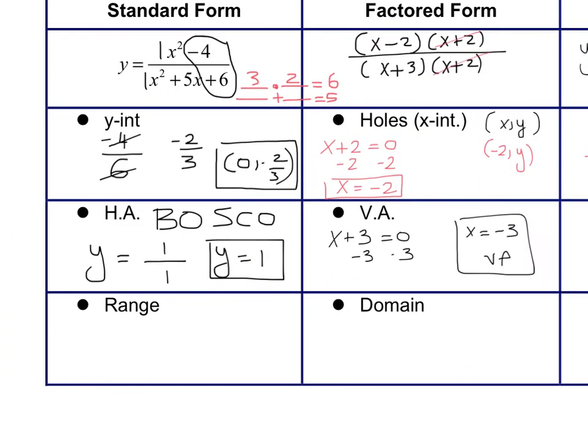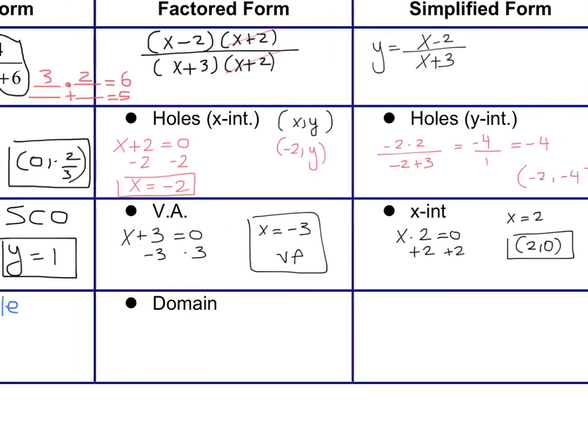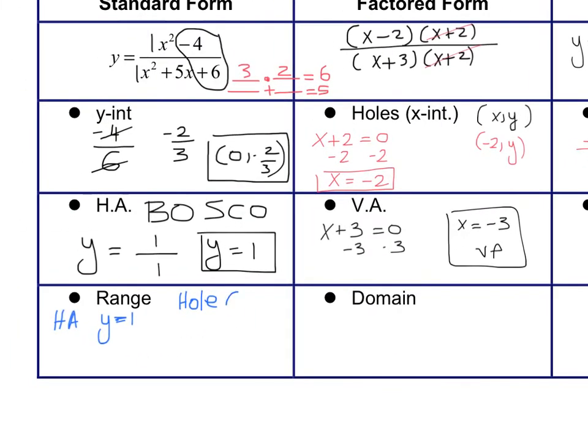Now to find the range, you have to look at your horizontal asymptote, which is in this case y equals 1. You also have to look at the hole. In this case, the hole of the function is (-2, -4). So let me write it down. What's going to affect your range is going to be the horizontal asymptote and the y coordinate of the hole. So let's put them in order.